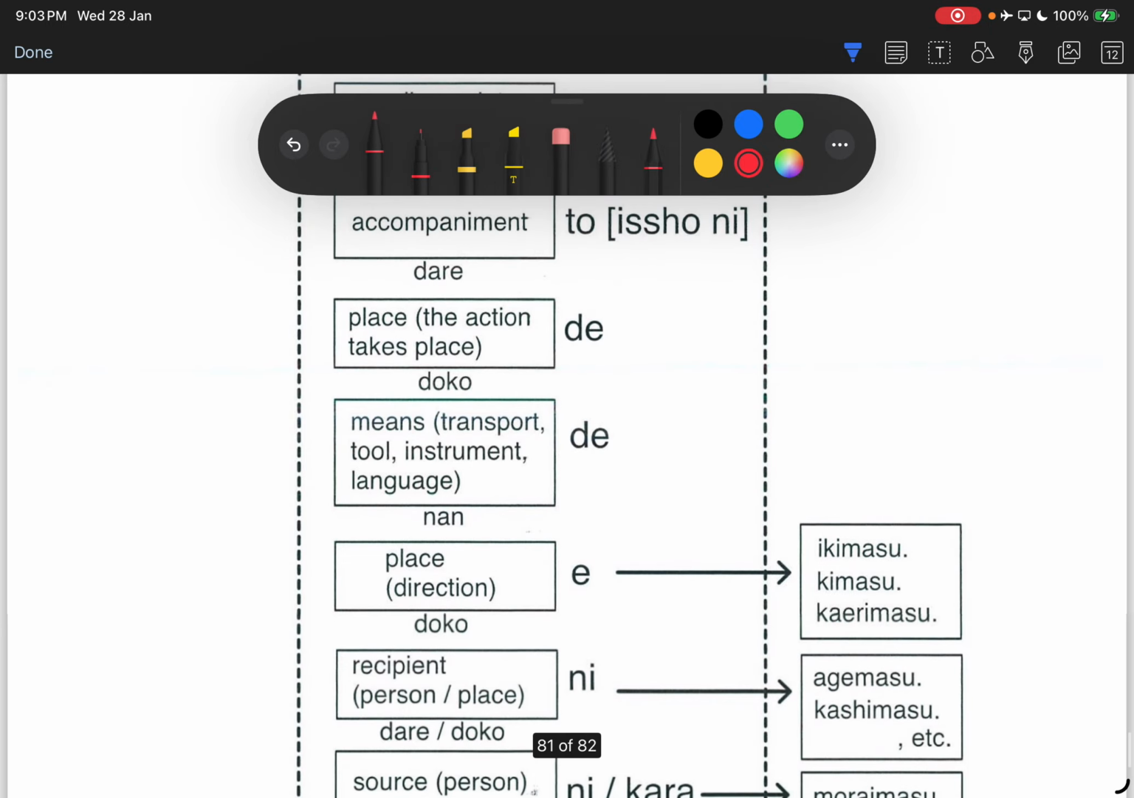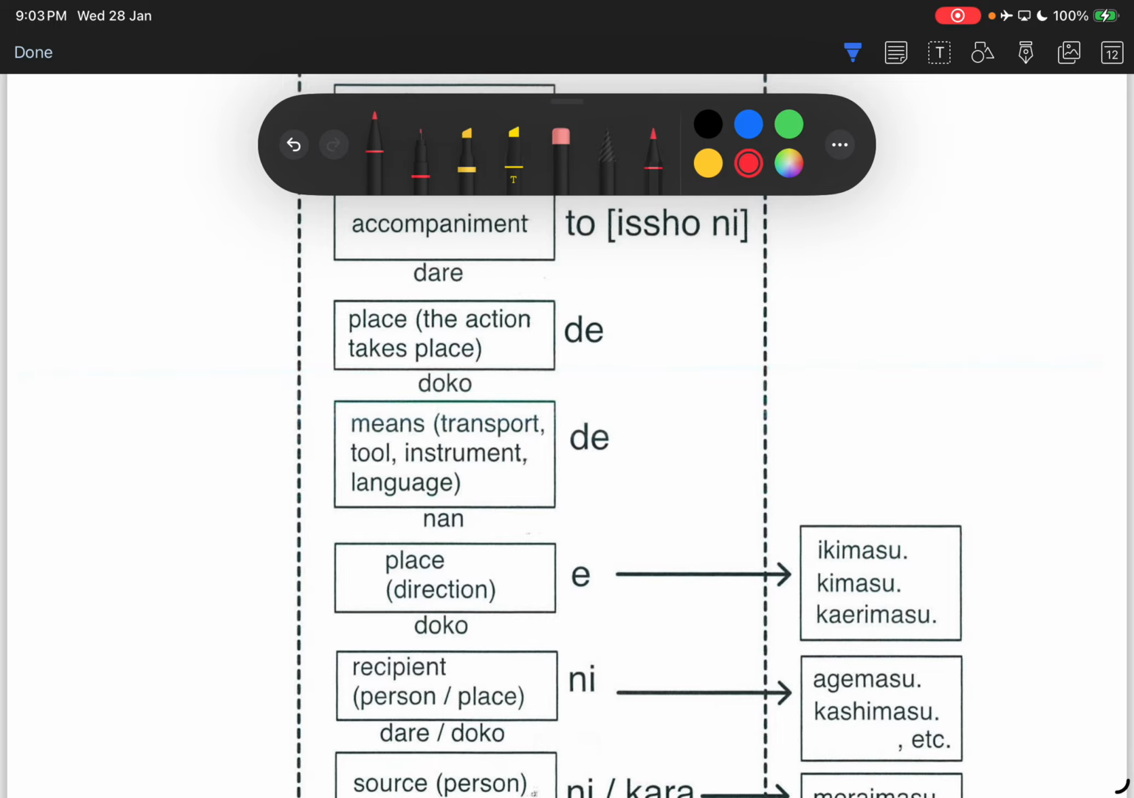Then followed by our particle de. This de is referring to place of action, where something is happening. Where in Japanese is doko. So that is our question in Japanese: doko de, at where? Place of action. Next will be our means of transport, by means of, by method of something. For example, bus de, densha de.